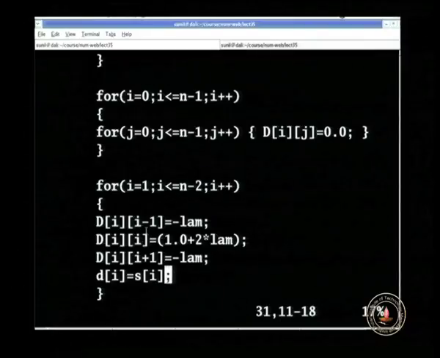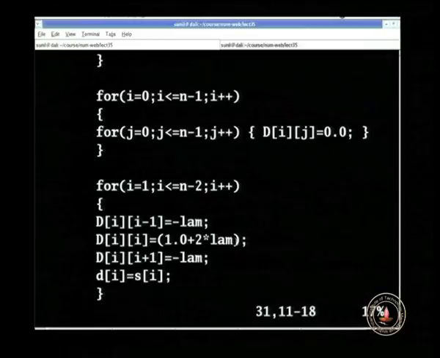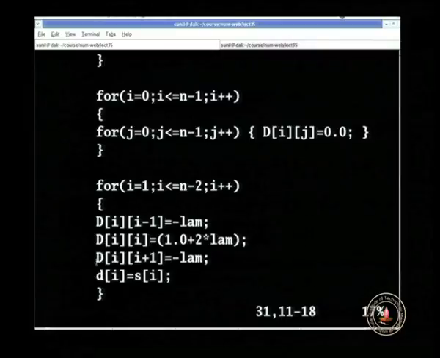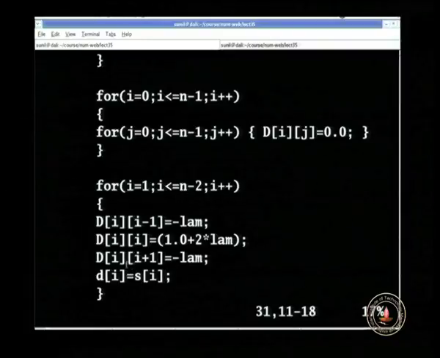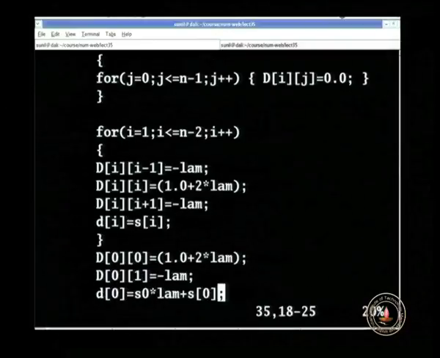For each of those rows, the elements at i minus 1, i, and i plus 1 are minus lambda, 1 plus 2 lambda, and minus lambda. The right hand side of this equation is given by d_i, that is S_i. S, remember, is the temperature at time t, and d in this particular case is the temperature at time t. Given that, there are two special cases.